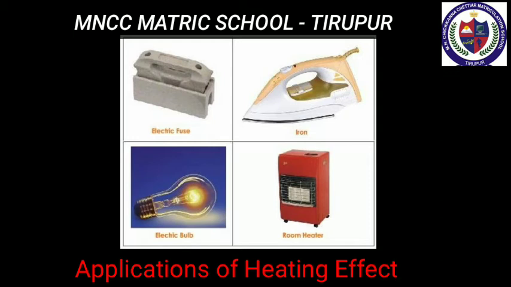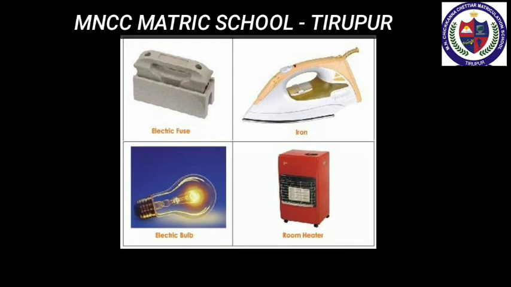And next one, filament in bulbs. In electric bulbs, a small wire is used, known as filament. The filament is made up of a material whose melting point is very high. When current passes through this wire, heat is produced in the filament. When the filament is heated, it glows and gives out light. Tungsten is the commonly used material to make the filament in bulbs.